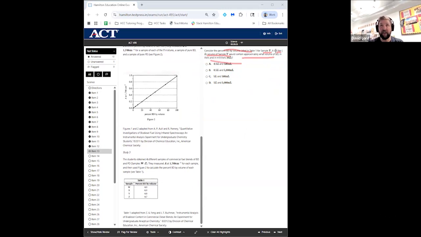5% of 10 liters is not 5 liters. That would be half a liter, or 50%. So we don't want 5 liters, but we want 0.5 liters. And in order to convert liters into milliliters, you times it by 1,000. So that's how you do it.